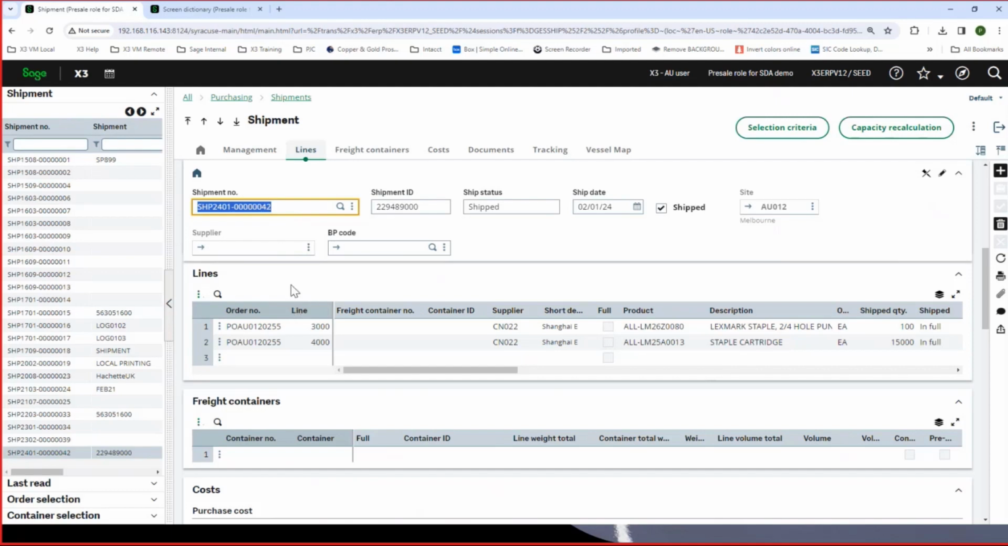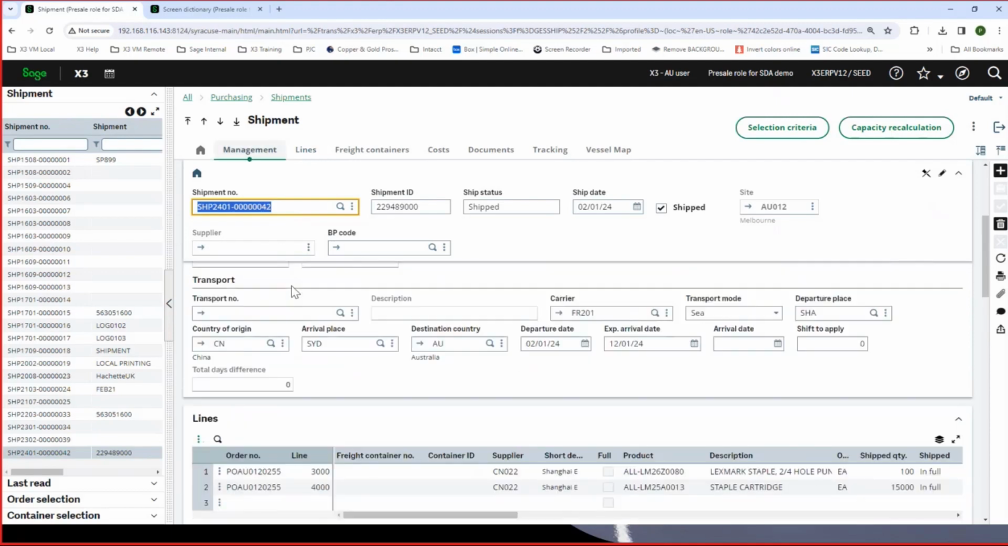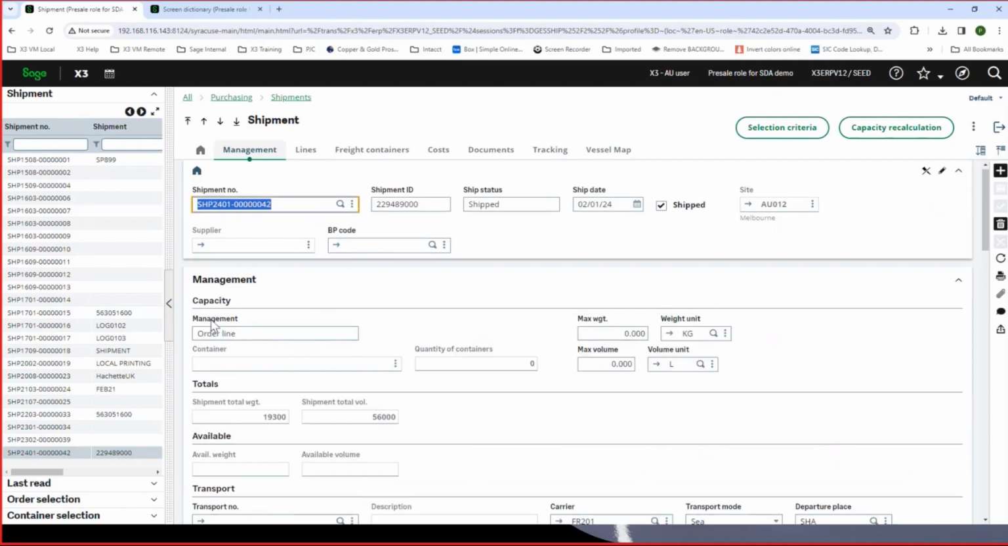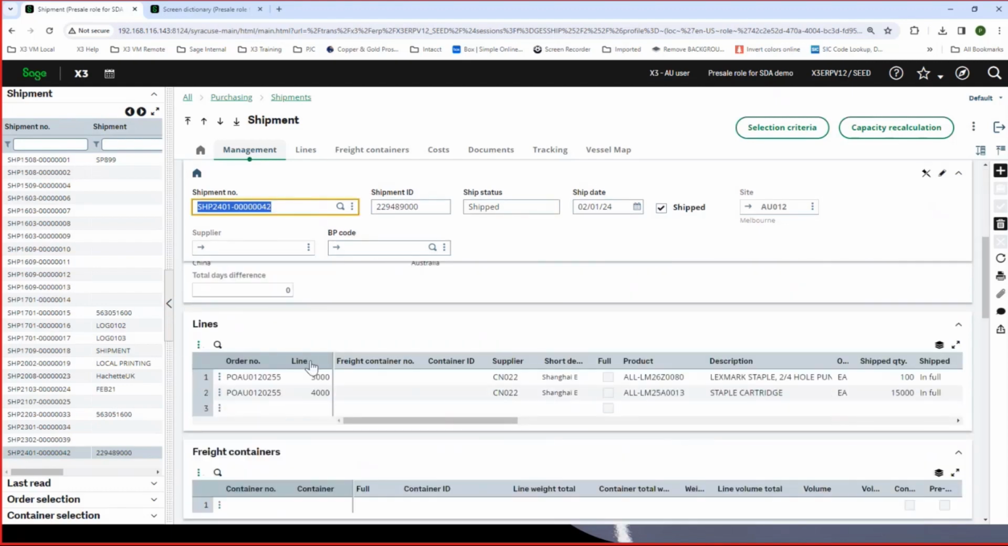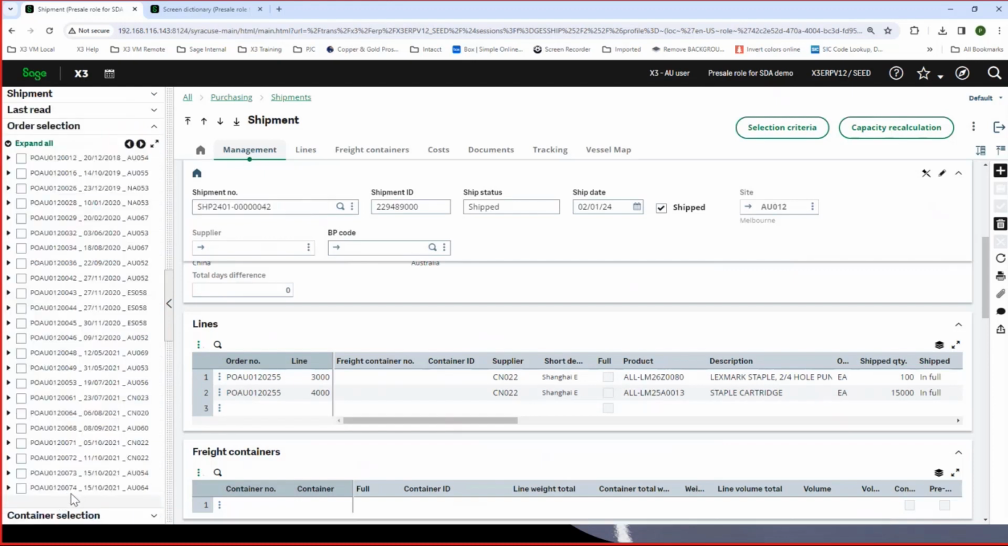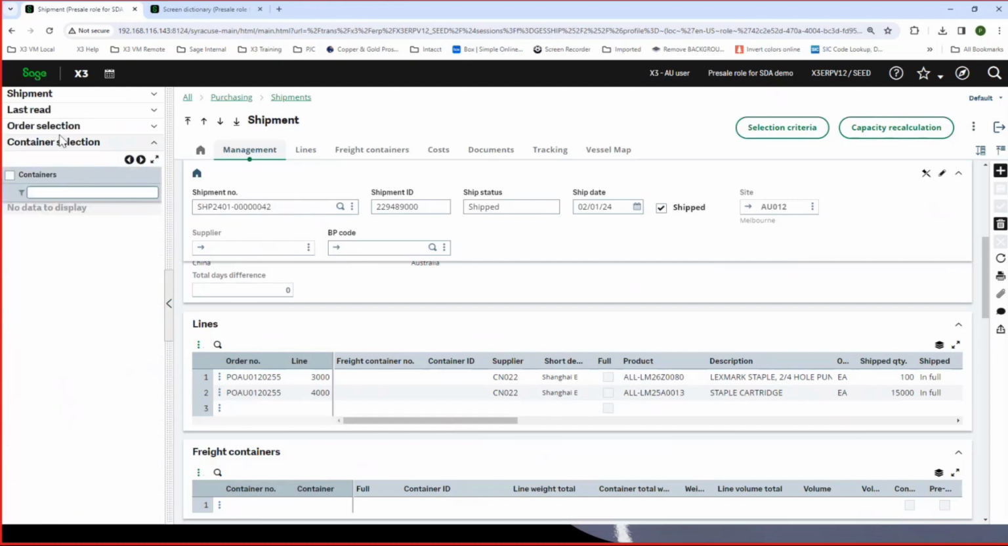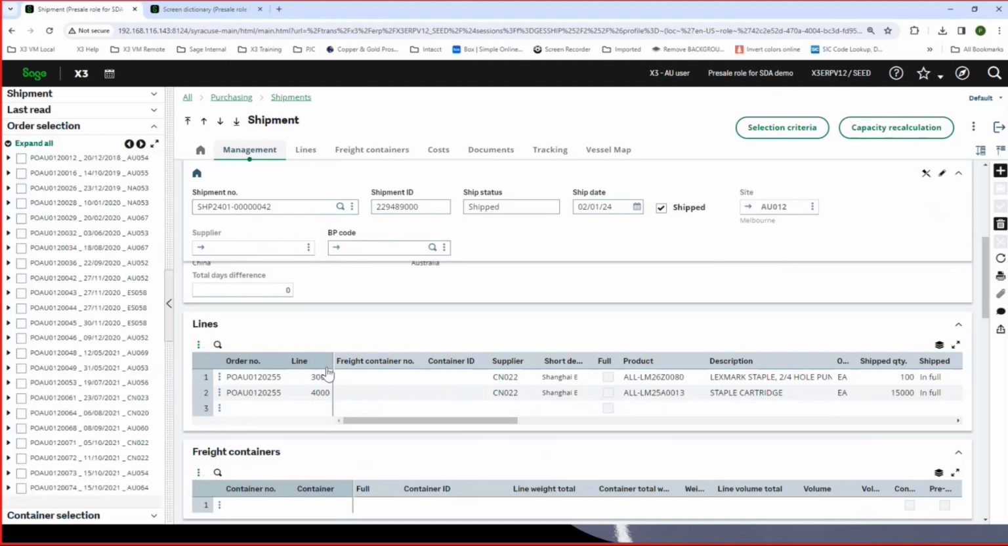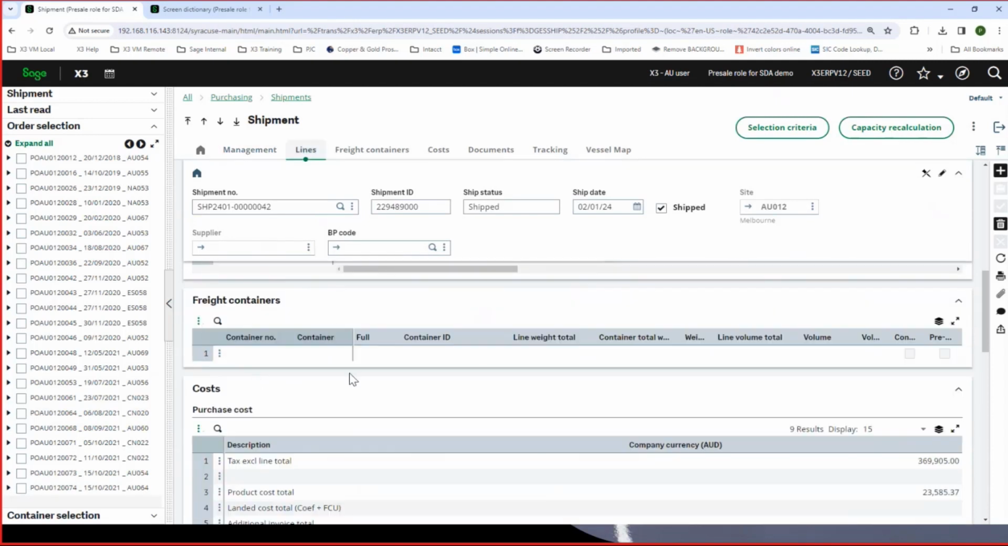Next item is lines. So in this particular case, we can see that here the management is by purchase order lines instead of being by container. I didn't go through the process of creating container records and attaching purchase orders to containers. I'm going to attach orders directly, and you can see here I've got either a selection of purchase orders or a selection of containers to attach to my shipment. So here I've attached only one order, and my freight container area is empty.